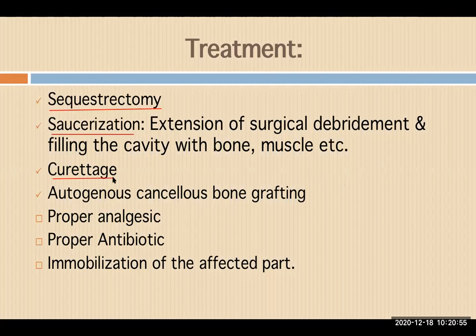Curettage is done to remove all those abnormal types of tissues. After that, we go for cancellous bone grafting. Just now, I talked about it. Proper analgesics are necessary. Proper antibiotics are very important, and immobilization of the affected part is also quite necessary regarding the treatment of chronic osteomyelitis. Now, which antibiotic are you giving here? Any idea? Which one? Broad spectrum. Like which organism do you want to cover there?